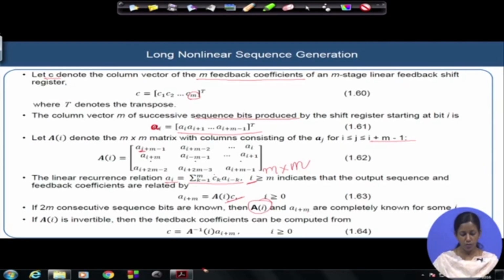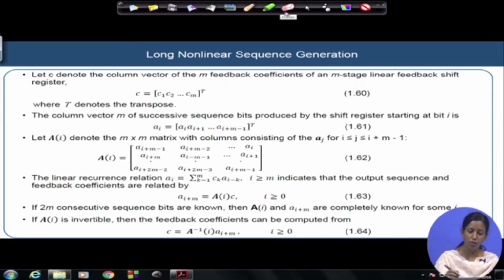So, what is the situation? If the sequence length is short and you observe it over twice the m bit period, you will have complete knowledge of this A_i for some value of i. If this matrix is invertible, then definitely I can get the setting of the c matrix. The setting of the c matrix is nothing but the setting of the feedback path.